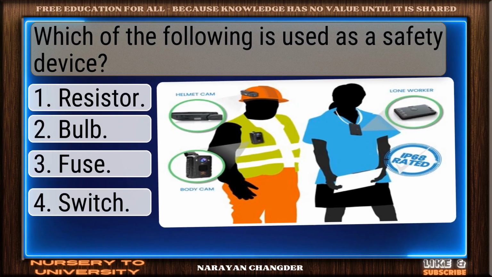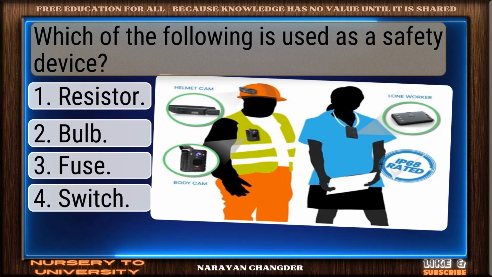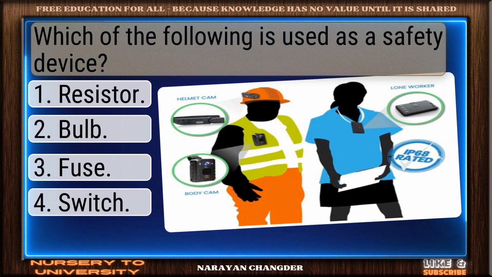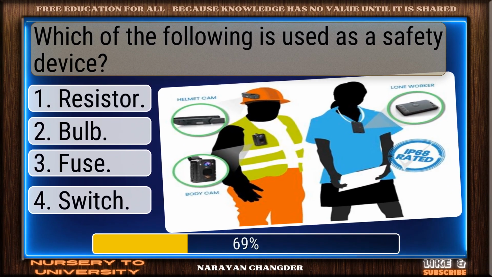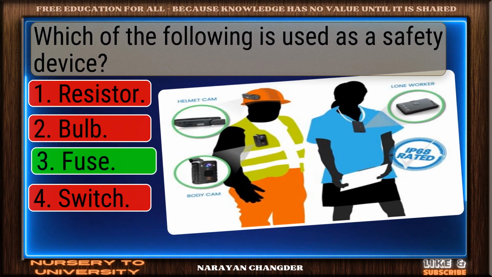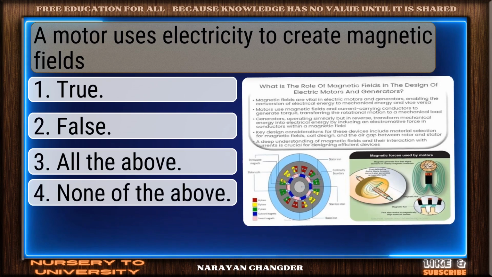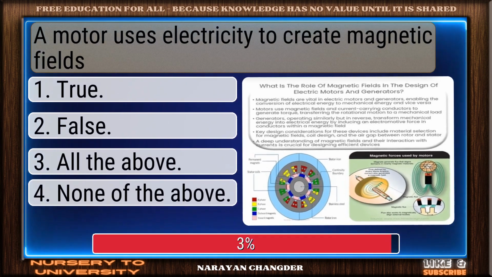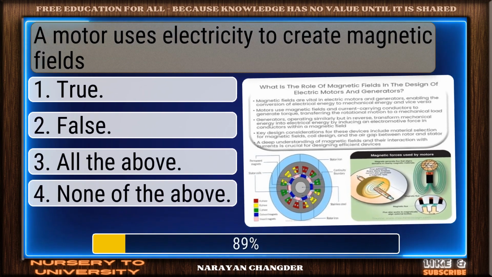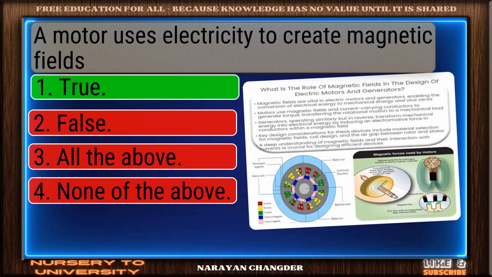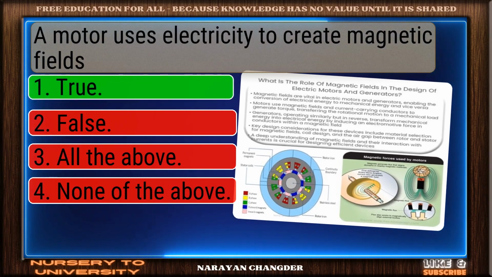Question number 48. Which of the following is used as a safety device? Excellent. Fuse is a brilliant choice. Question number 49. A motor uses electricity to create magnetic fields. Perfect. True is the correct choice.